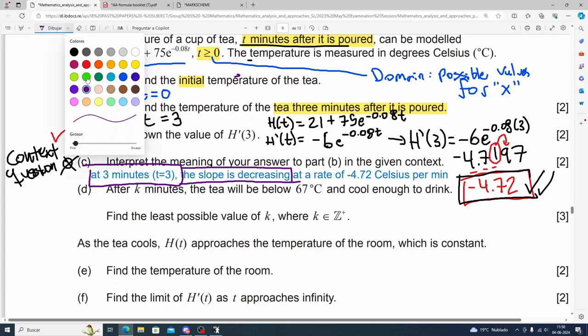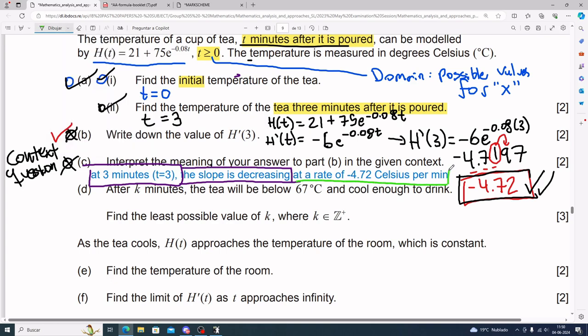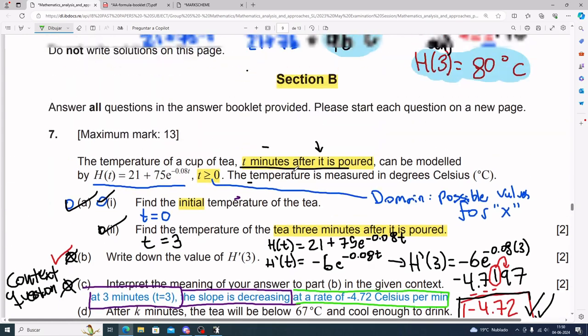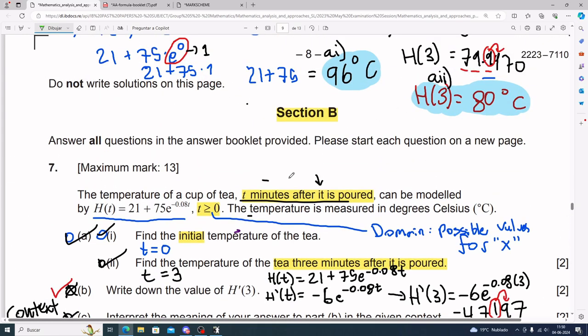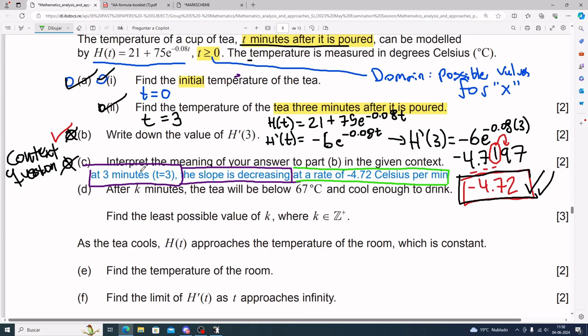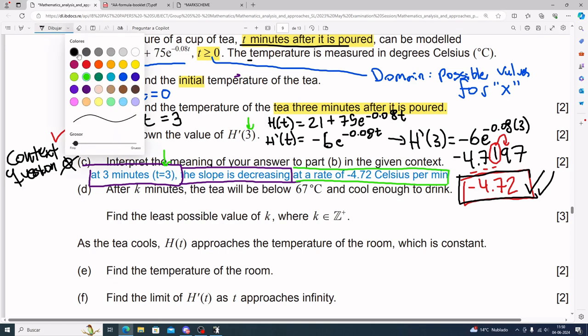Yes, you needed to mention the rate at which it's at, but you can mention that it's decreasing because, by context, it's a cup of tea. It's going to decrease in temperature. And also you can understand that this 3 here means that we're talking about 3 minutes. So yes, it's a context question that you could have gotten both points of quite easily. But anyways, that is the answer for part C.